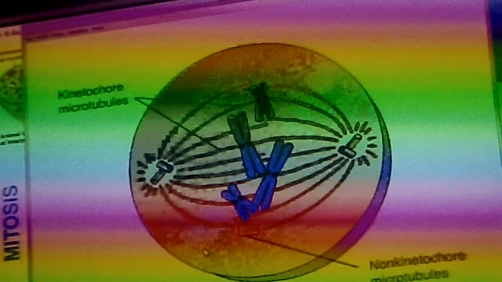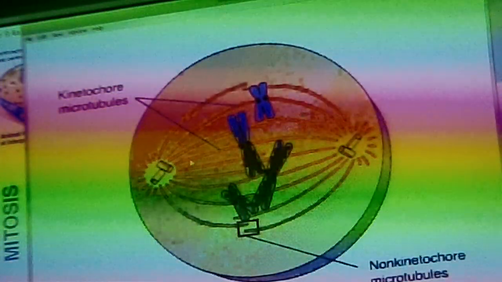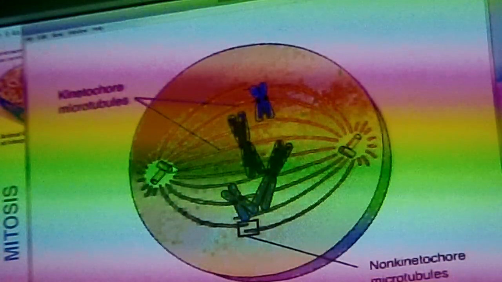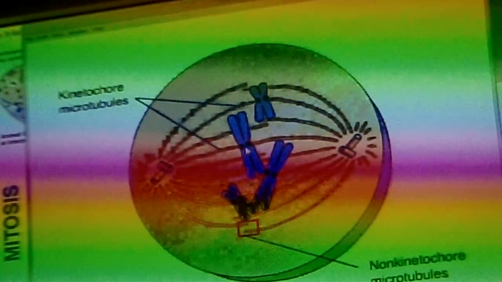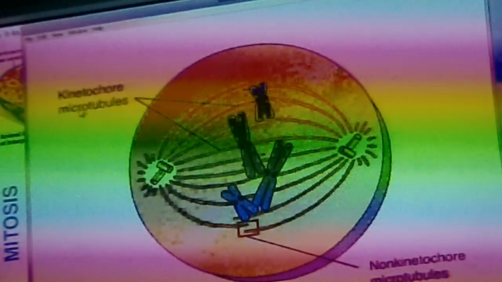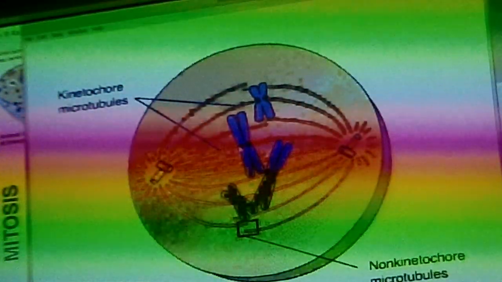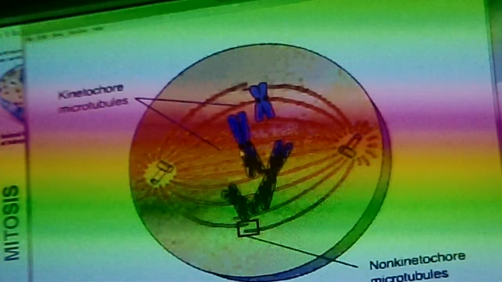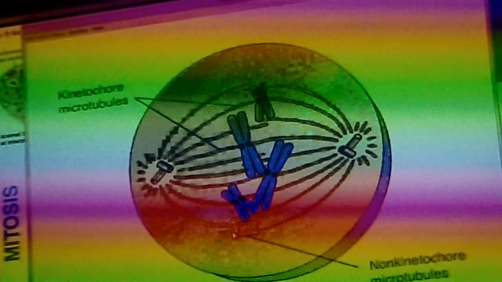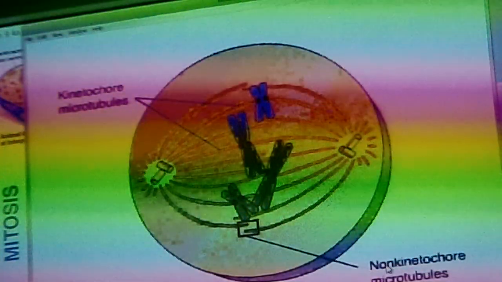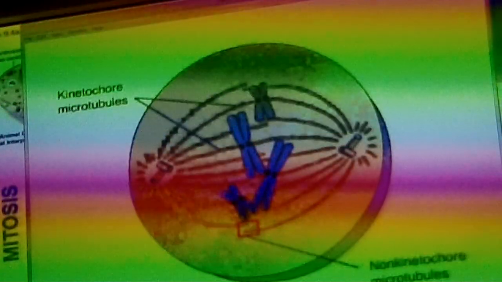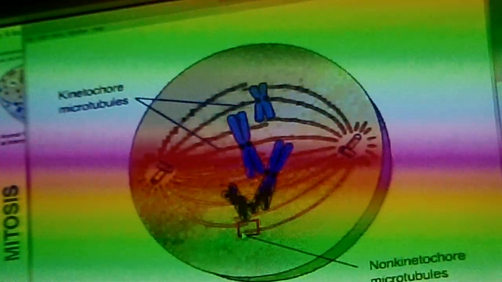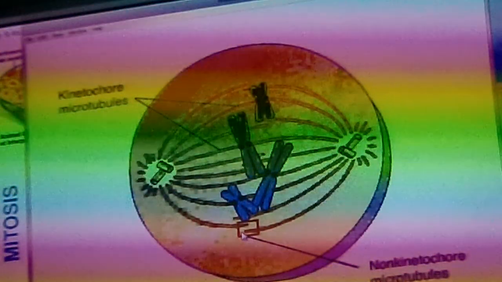So in prometaphase, these spindle fibers are captured by the kinetochores. So we call a microtubule that is captured a kinetochore microtubule, because it's captured by the kinetochore. That little black dot is called the kinetochore. These two aren't captured by anything, so they're non-kinetochore microtubules. And what they're going to do, these two fibers are going to push against one another, and that stretches the cell apart.